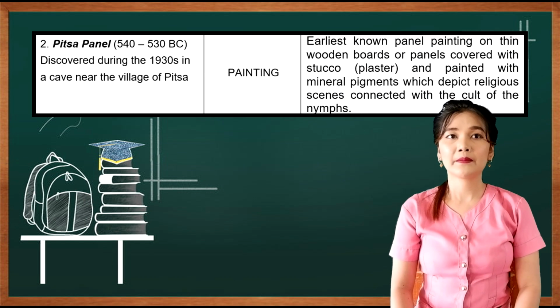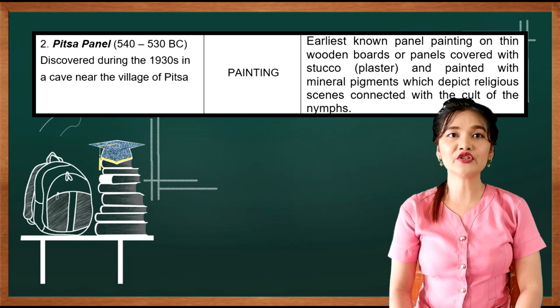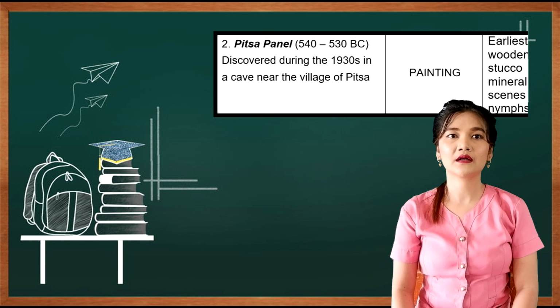Number 2. Pitsa panel, 540 to 530 BC. Discovered during the 1930s in a cave near the village of Pitsa. Art form: painting. Earliest known panel painting on thin wooden boards or panels covered with stucco plaster and painted with mineral pigments, which depicts religious scenes connected with the cults of the nymphs.